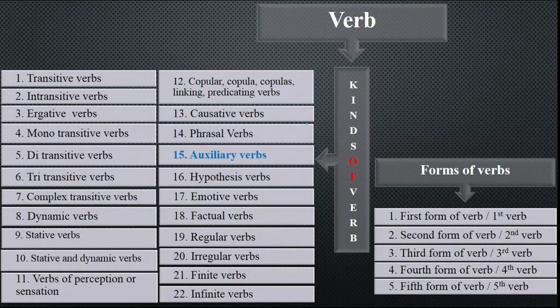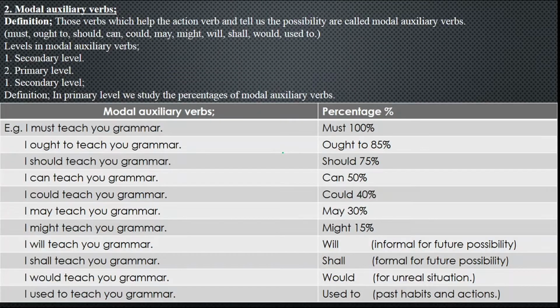As you know, we are talking about the 15th kind of verb that is known as auxiliary verbs. And today we are going to start the second kind of auxiliary verb that is modal auxiliary verbs. Definition of modal auxiliary verbs: those verbs which help the action verb and tell us the possibility are called modal auxiliary verbs. See, in the previous lecture we talked about the definition of auxiliary verbs. Auxiliary verbs are those verbs which help the action verb and tell us the tense.